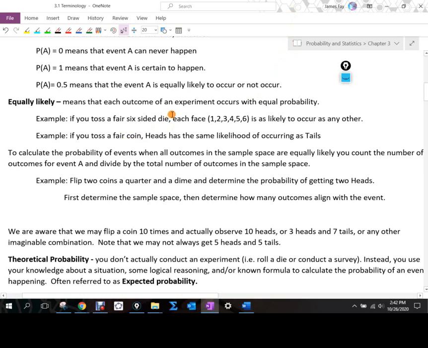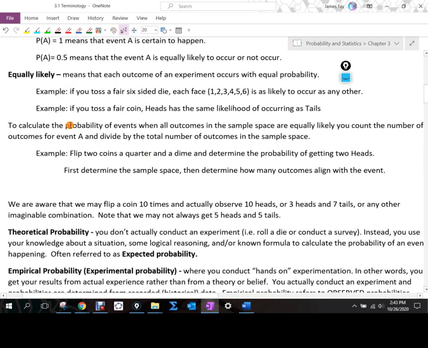So to calculate the probability of events, when all outcomes in the sample space are equally likely, you count the number of outcomes of event A and divide by the total number of outcomes in the sample space. Okay. So we'll get into a lot of examples with that later on.